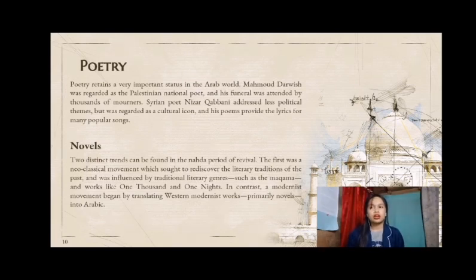Next, the novel during modern literature. Two distinct trends can be found in the Nahda period of revival. The first was the neoclassical movement, which sought to rediscover the literary traditions of the past and was influenced by traditional literary genres such as the Maqama and works like 1001 Nights. In contrast, the modernist movement began by translating Western modernist works, primarily novels, into Arabic.